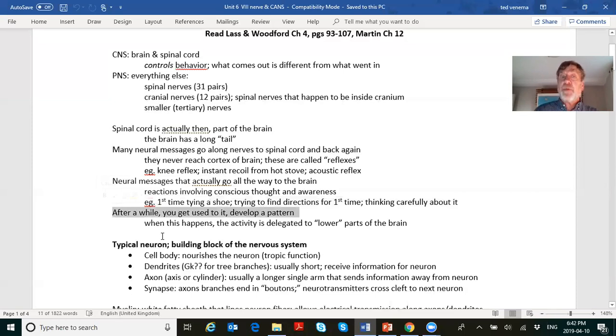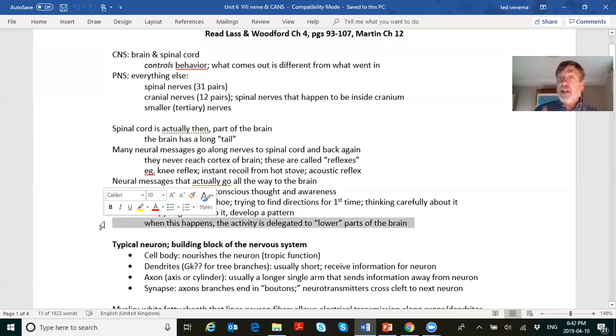And when this happens, the activity that you had such a hard time with, that the whole brain was lit up thinking about, later on, your whole brain is no longer lit up thinking about it. It's more the brain stem and the more primitive areas. It's like the task of tying your shoes or finding your way to your friend's house gets relegated to a more primitive part of your brain. Okay, so always think about things like that.